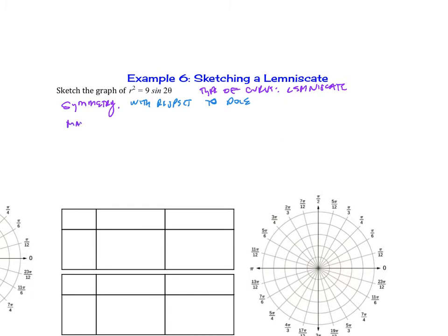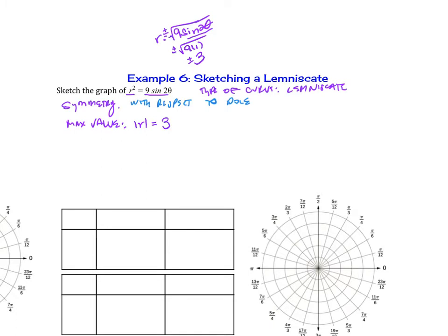So the maximum value, what is going to be the maximum value here? So we're looking at r squared equals 9 sine of 2 theta. Notice that we're going to have to take the square root, and when we take the square root, we're going to get plus or minus the square root of 9 sine of 2 theta. Now this is going to be the maximum value when sine of 2 theta equals 1. So we're looking at plus or minus the square root of 9 times 1, or plus or minus 3. Now we're only looking at the absolute value, so we know that it's going to be 3. Now let's find out when that happens.